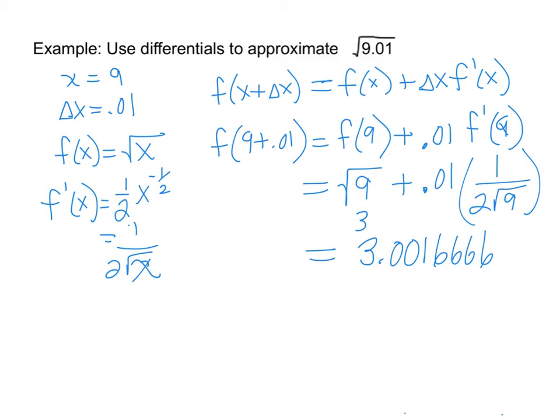So this is just showing you how these relationships fit together. You would definitely do the square root of 9.01 on a calculator, but you can also see that you're getting the exact same differential by using this method as you would if you put that into the calculator, because it's very, very similar. It's just slightly larger.